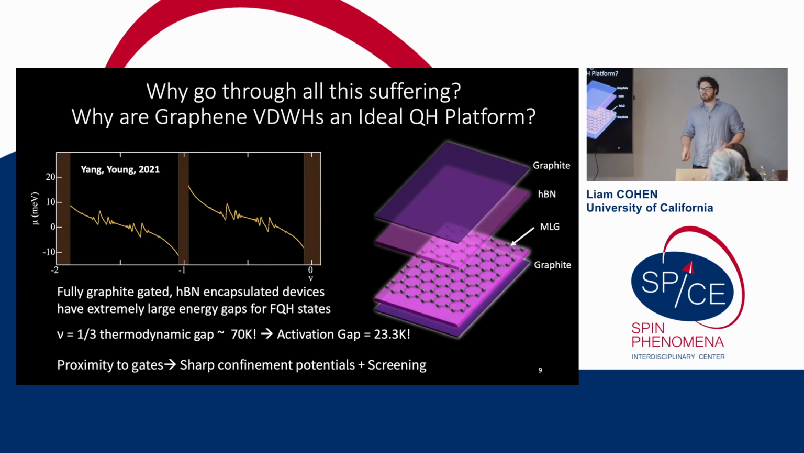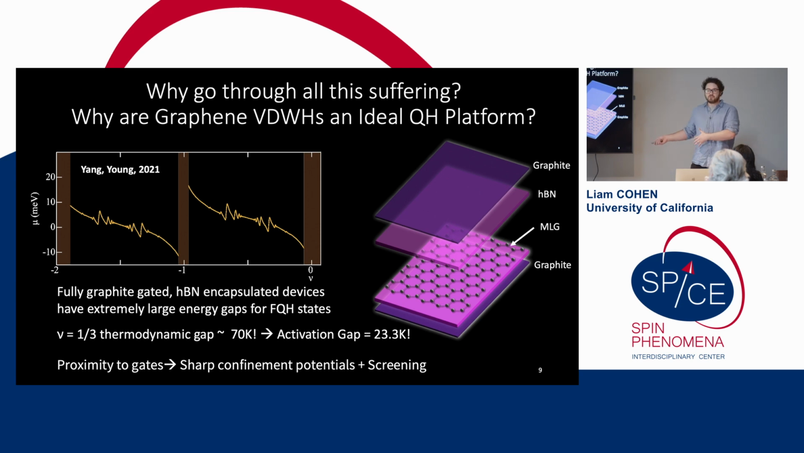More so, the system is extremely nice because the energy gaps are exceptionally large. So for example, this is a chemical potential measurement in the first 2 whole Landau levels of monolayer graphene. So every time you see a jump here, that's just basically measuring the height of the gap. And you can see that the fractional quantum Hall states are on the order of millielectron volts. So for the 1/3, you've got a 70 Kelvin thermodynamic gap that corresponds to a 23.3 Kelvin activation gap. So these are extremely large gap devices, which is very nice for just doing very clean fractional quantum Hall physics.